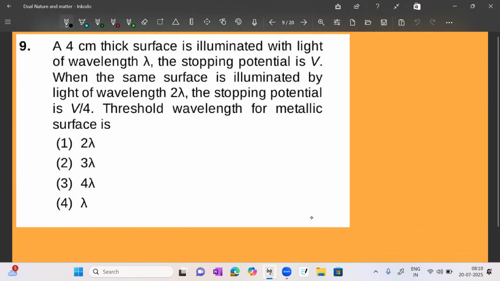A surface is illuminated with light of wavelength lambda, and the stopping potential is V. The same surface is illuminated with wavelength 2 lambda, and the stopping potential becomes V by 4. Same surface is the keyword here: the work function is the same in both the cases. So what is the threshold wavelength they ask here? Simple, work function is the same, so we can ignore that here.